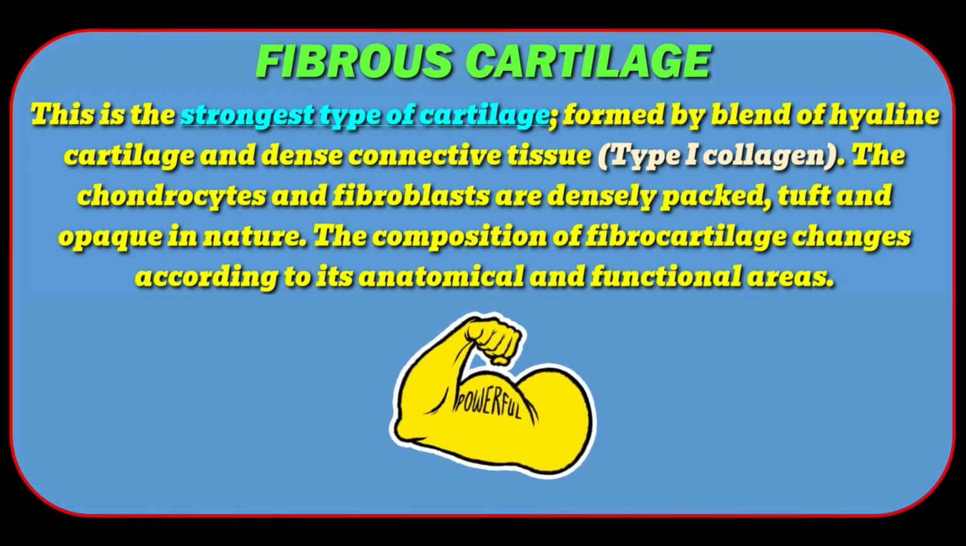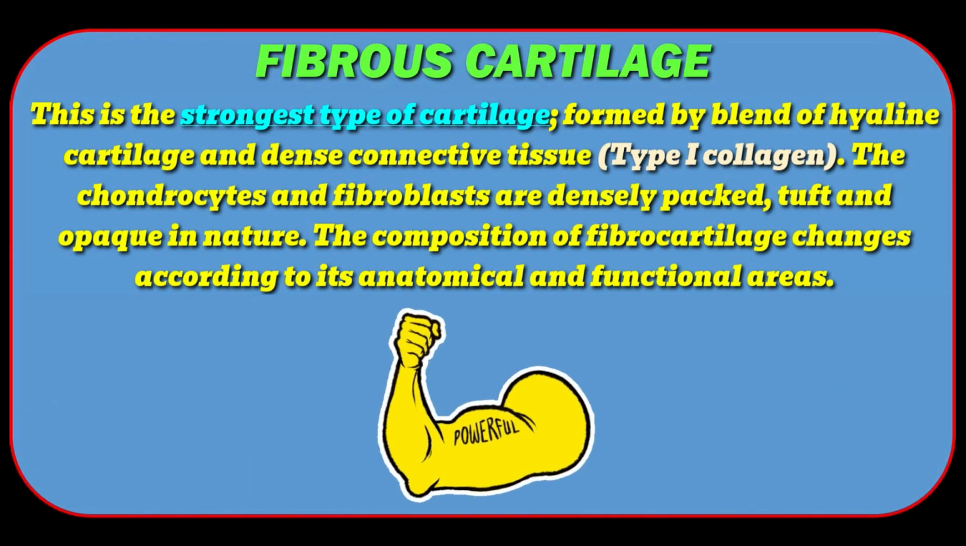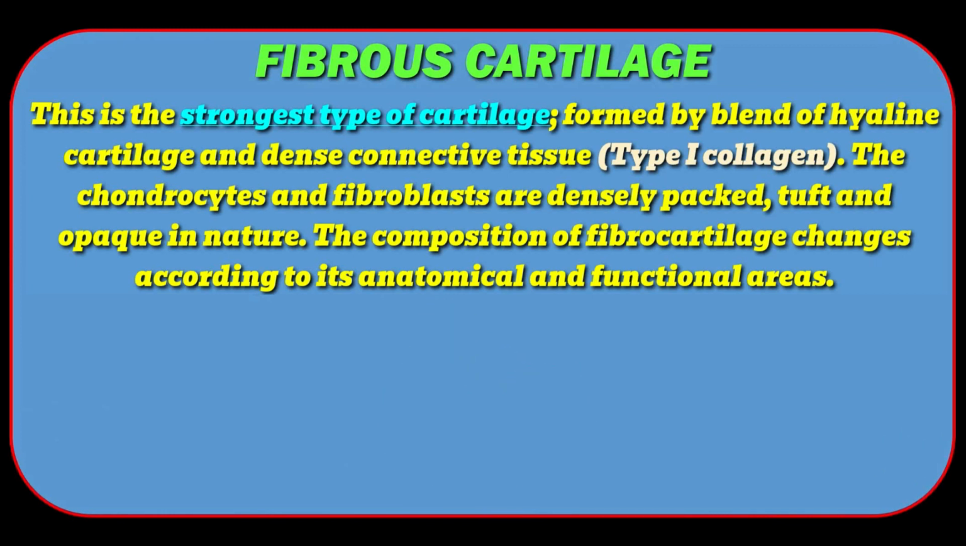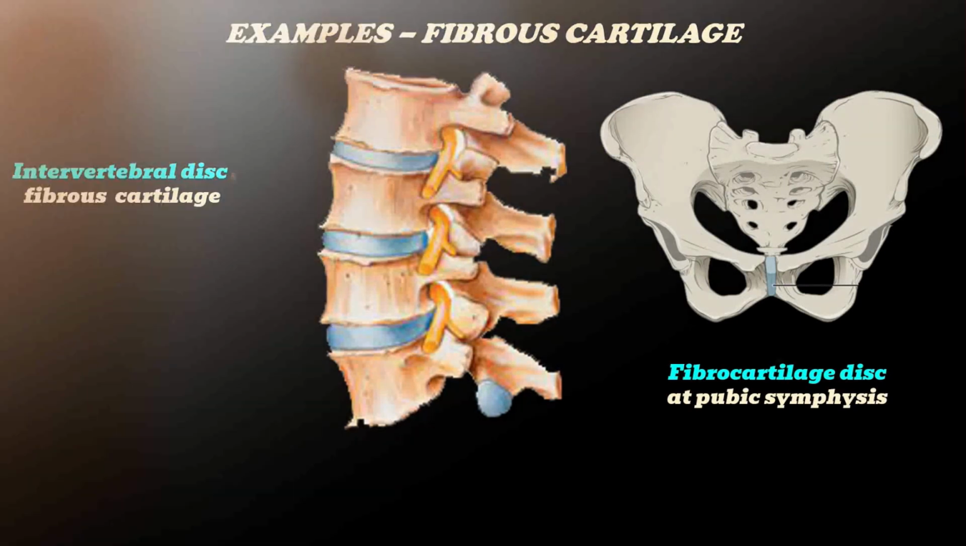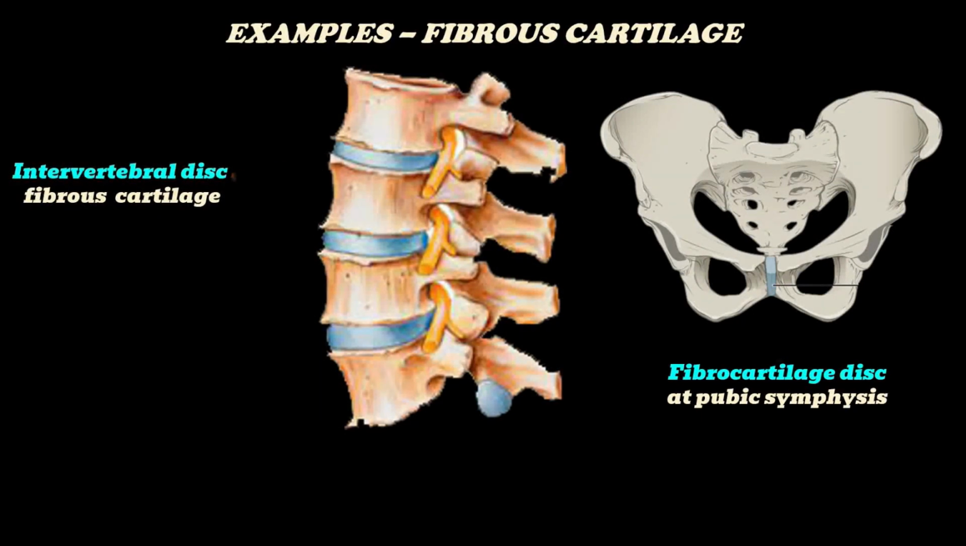The composition of fibrocartilage changes according to its anatomical and functional areas. For example, in the intervertebral disc, this cartilage is thicker and elastic, whereas in the glenoidal or acetabular labrum of the shoulder and hip joints respectively, and the menisci of the knee joint, these cartilages are thin but able to withstand repeated stress. The following are some examples of fibrous cartilages.